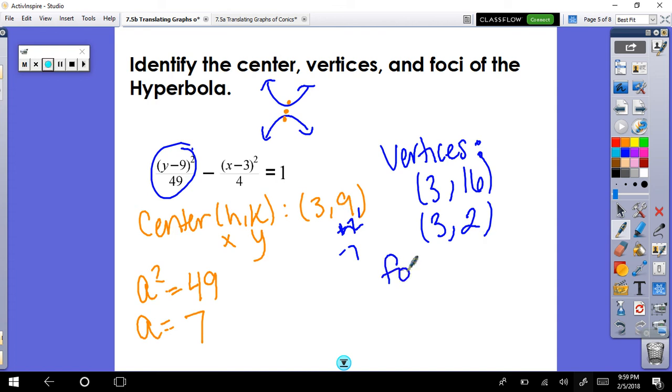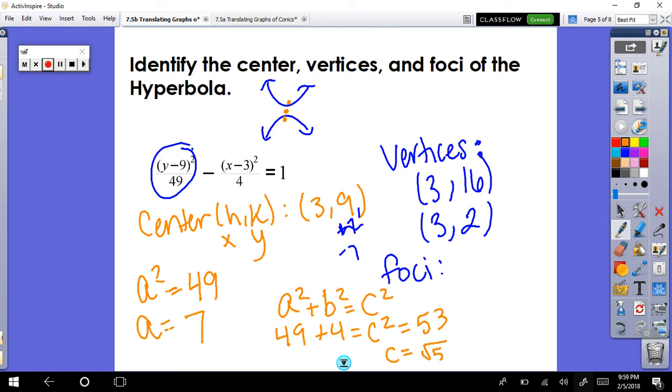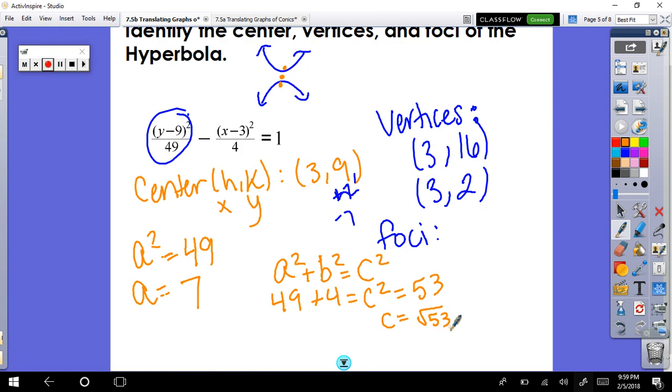And then to find the foci, again, we need to use the equation a squared plus b squared equals c squared. So it'll be 49 plus b squared, which is 4, equals c squared. That's 53, so c will be the square root of 53, which doesn't reduce. It's a prime number. So the x coordinate stays the same, and then you go from the y coordinate up the square root of 53, and from the y coordinate down the square root of 53.